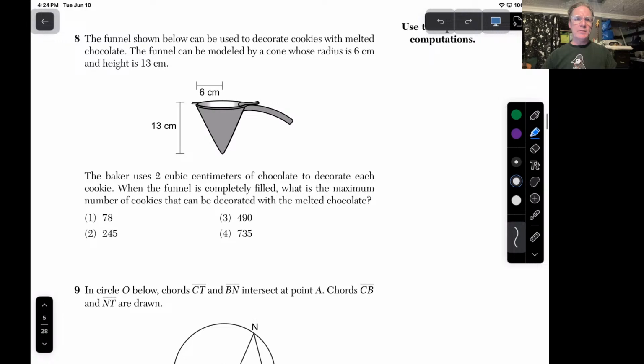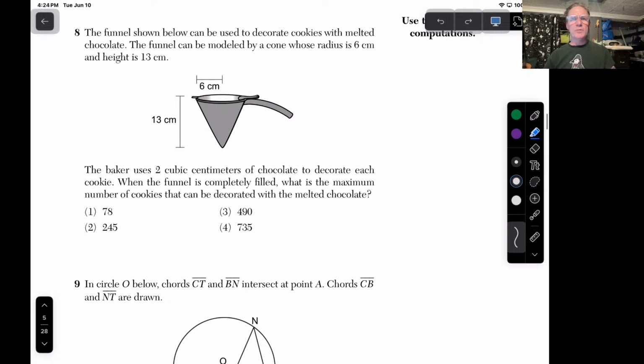Problem number 8. The funnel shown below can be used to decorate cookies with melted chocolate. So it looks like we have a decent number of people watching. Maybe more will join. Generally, most people watch this after the fact, but thank you for joining live.